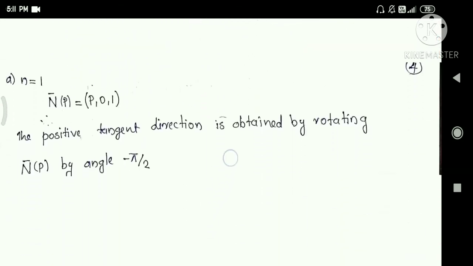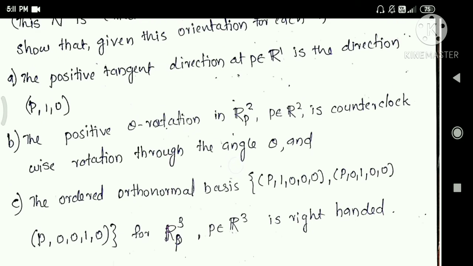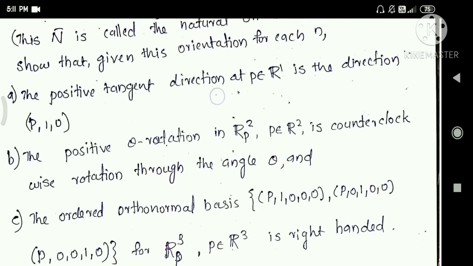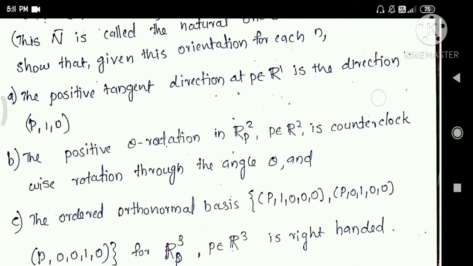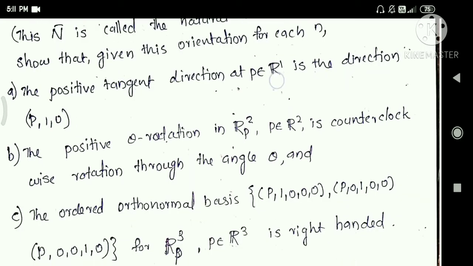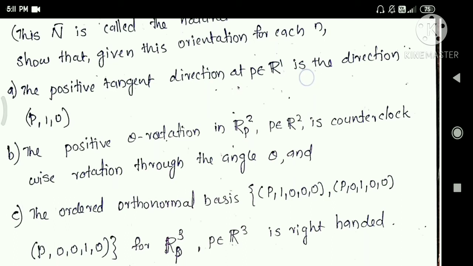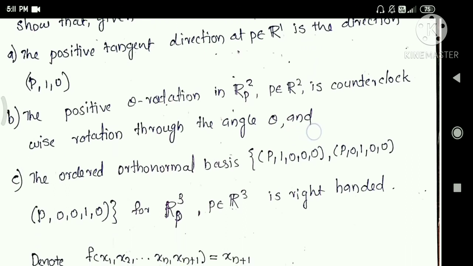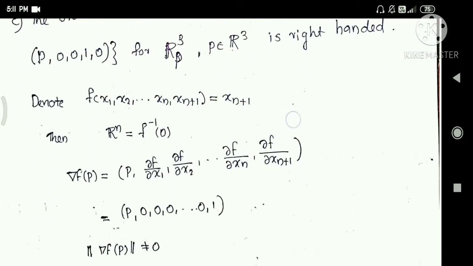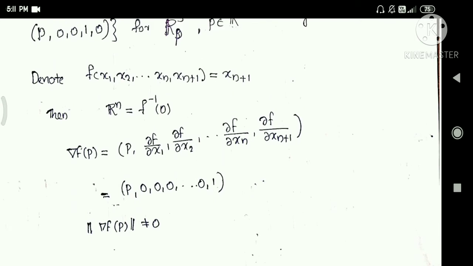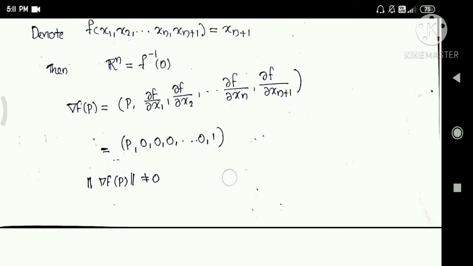And first we want to show that the positive tangent direction at p belonging to R1 is the direction p10. Here R1 is equal to f inverse of 0 for f defined by f of x1, x2 equal to x2.